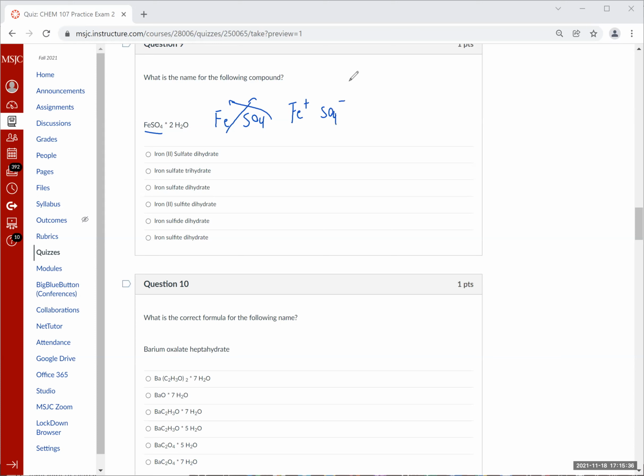We know that the sulfate ion has a 2- charge. So we know we have iron 2+, SO4 2-. So in naming this ionic compound, this would be iron 2. Then we write the name of our polyatomic ion, which is sulfate. Now from here, because we have 2 water molecules, we use the di prefix followed by hydrate. So this would be iron 2 sulfate dihydrate. Does this make sense to everyone? Any questions on the following naming example?